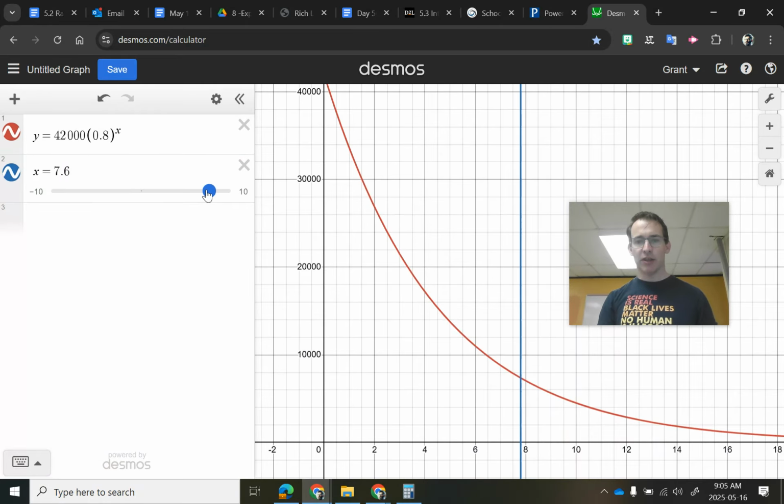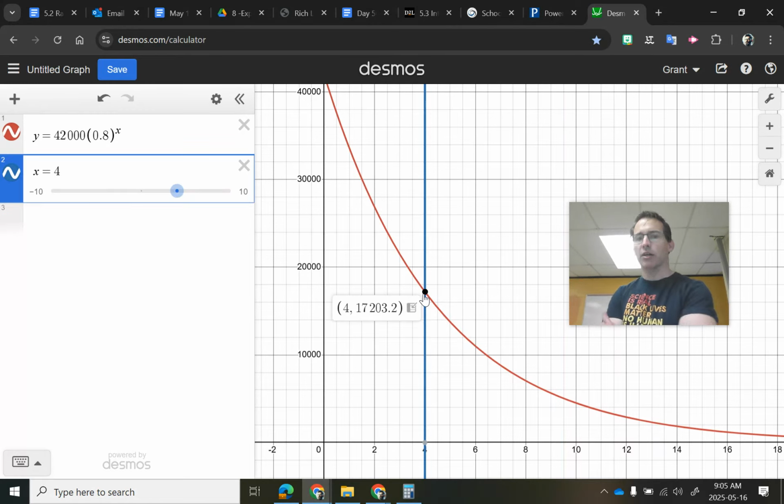And then I can use even these types of sliders to say, well, what about at 4 years? And then just find that value there. And that's visually how we read the graphs too. So Desmos is your friend, everybody. Desmos is your good old friend.